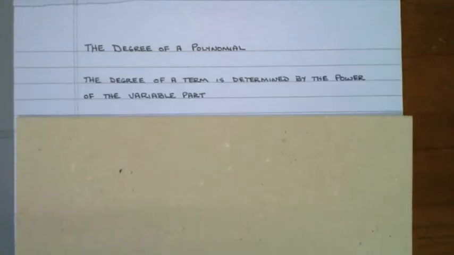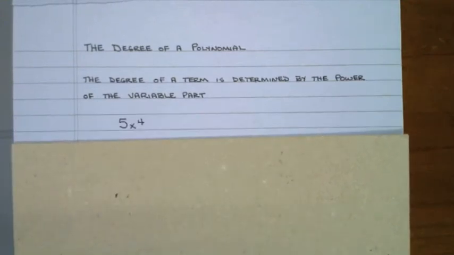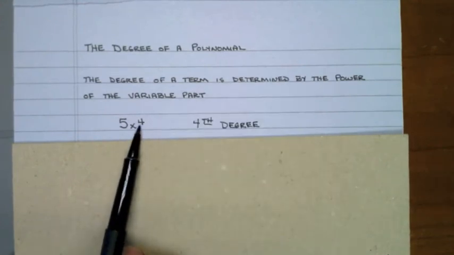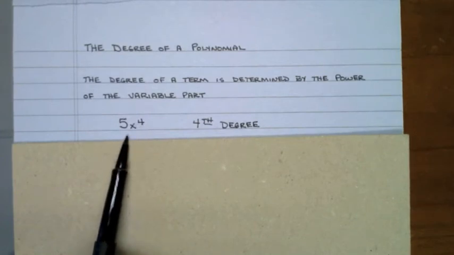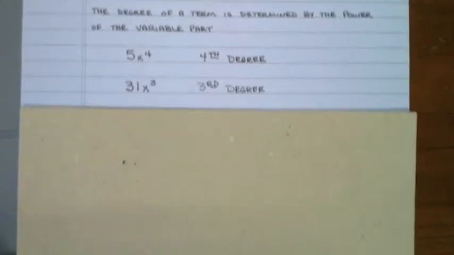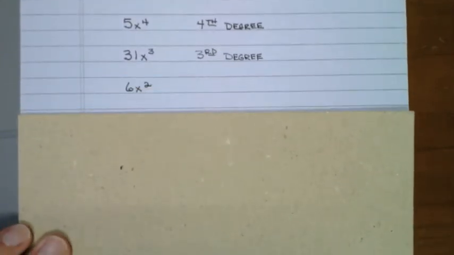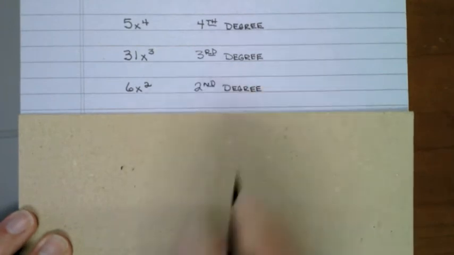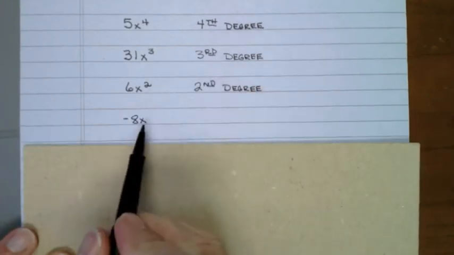Another important aspect of a polynomial is the degree. So we need to be able to tell what the degree of each term is. The degree of a term is determined by the power of the variable part. So when I'm looking at this one, what is the degree of this term? This one would be to the fourth degree. I'll look at my exponent of my variable, and that would be to the fourth degree. 31x to the third power, that would be to the third degree. 6x squared, second degree. So what about one where we can't see the exponent?